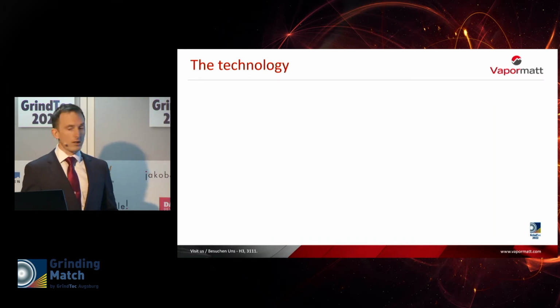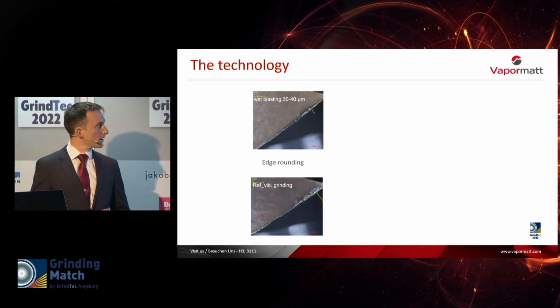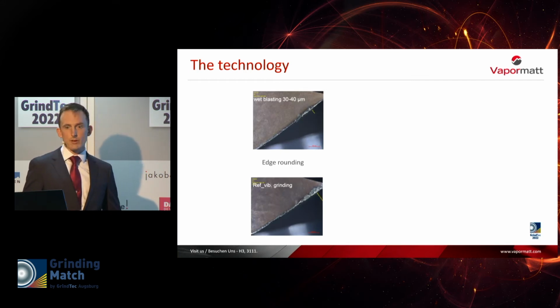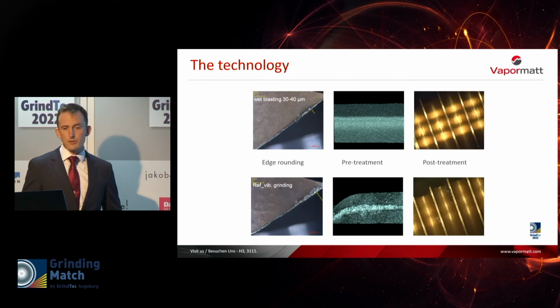The applications are, as mentioned, for edge honing, pre-treatment and post-treatment, and it can be used on a range of tools from indexable inserts to solid carbide pieces. It's a popular technology because of the versatility it gives and the generally superior finishes we find on pre-treatments and also on post-treatments.